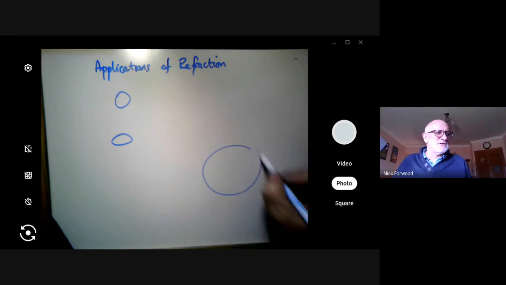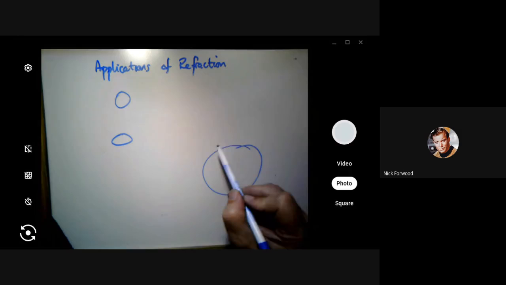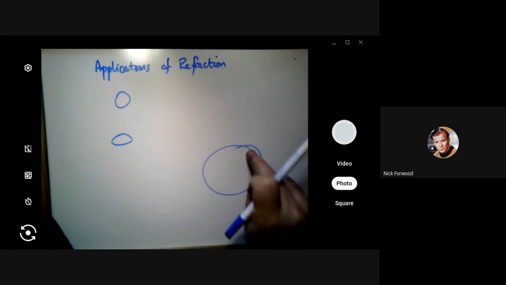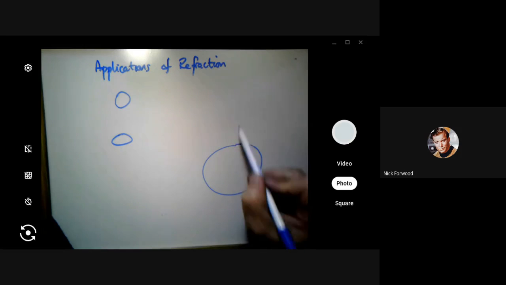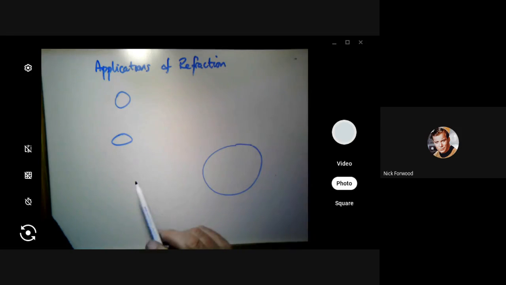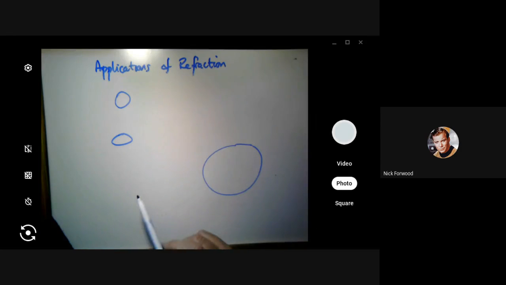entering the Earth. Now, the Earth's got an atmosphere around it, and the atmosphere is thickest, it's heaviest, it's most dense near the surface of the Earth. And as you move further and further away, the atmosphere gets thinner and thinner. It gets less and less dense as you move away. So that means that for the light traveling through these different layers of the atmosphere, remember, less dense doesn't bend the light so much, more dense bends the light more.